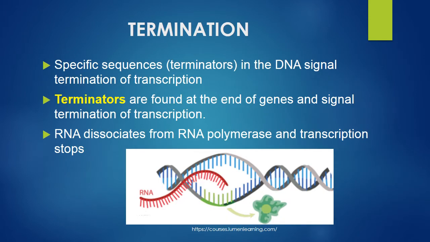So the last process is now the termination phase, and this one marks the end of the transcription process. In the termination phase, we usually have special sequences called terminator sequences that signal the termination of the DNA. Once the RNA polymerase reaches the termination sequence, it dissociates from the RNA and the transcription process stops.